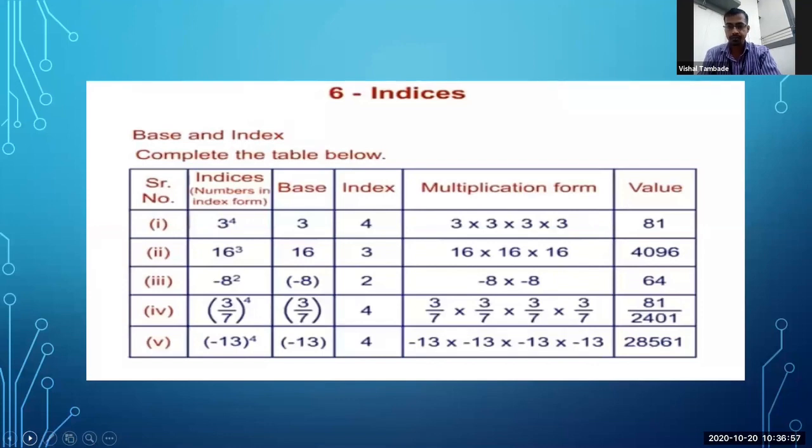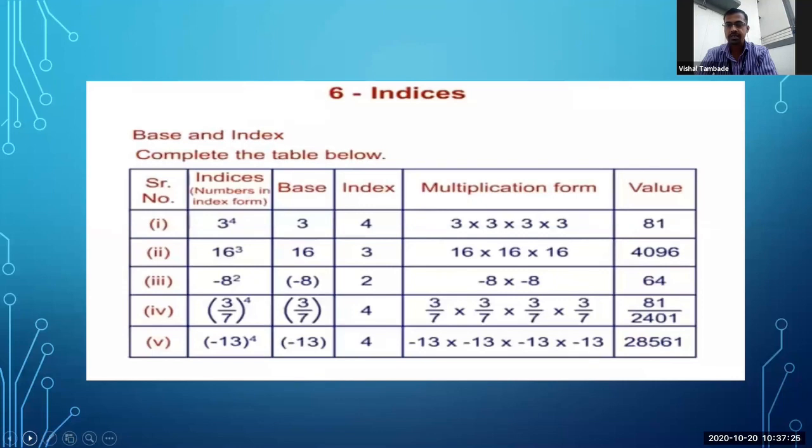Let's revise it. Number 1, indices, that is numbers in index form. Indices means numbers in index form. Now second one is base, third one is index, fourth one is multiplication form, and fifth one is value. Now first one, 3 raised to the power 4. We read it as 3 raised to the power 4.